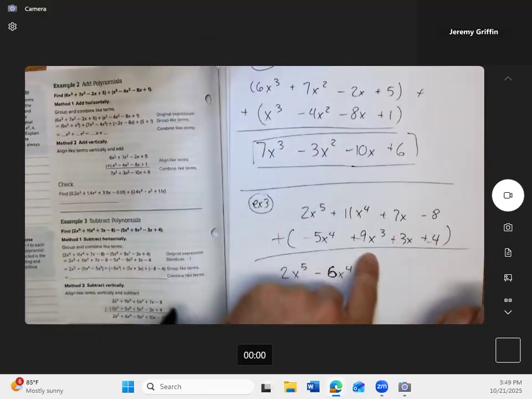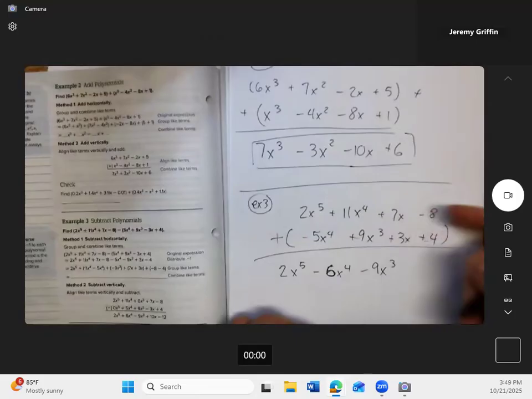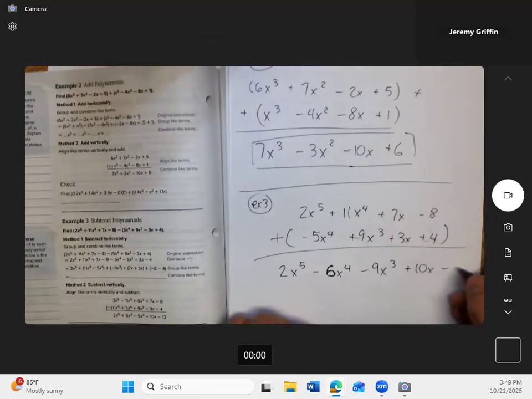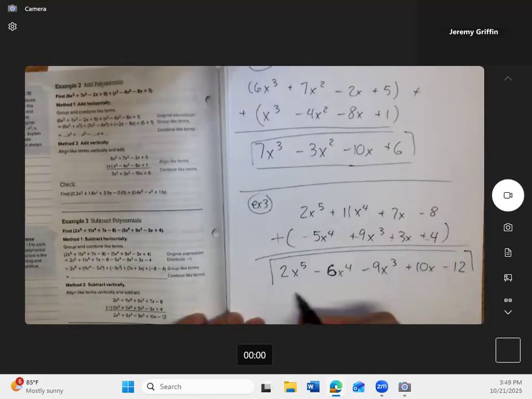There's only one x to the 3 term, that's right here. So minus 9x to the 3. There's two x terms, so it's 7 and 3 makes 10x. And then negative 8 minus 4 is negative 12. So that should be the answer right there. Boom, double check. I think that's right. Yeah, that was right.